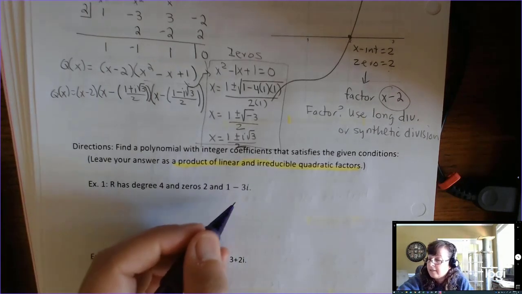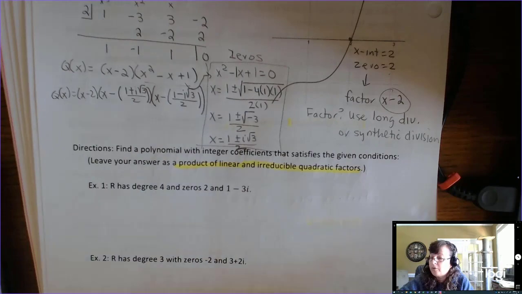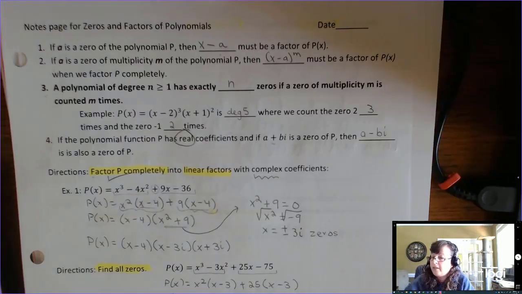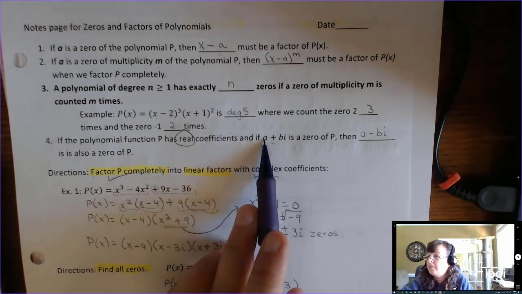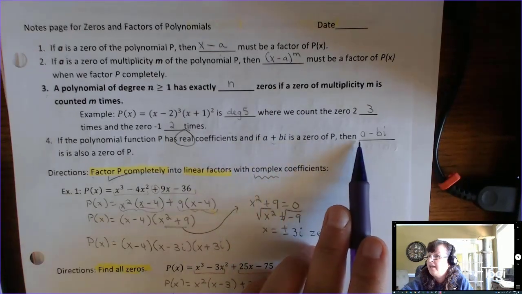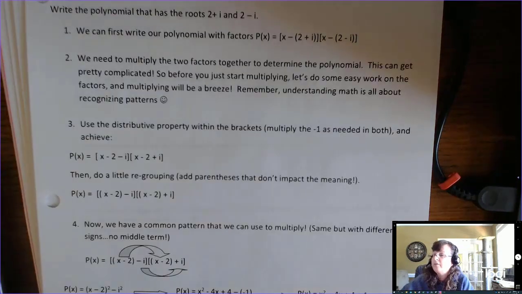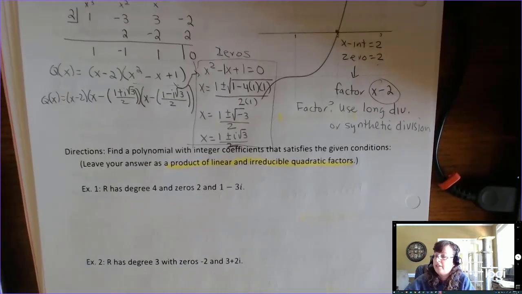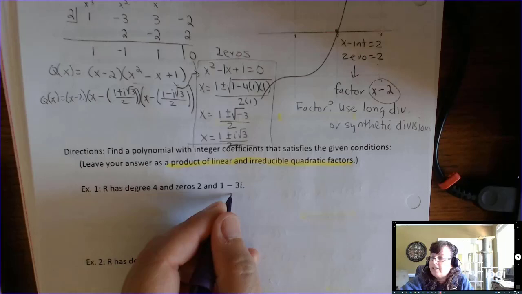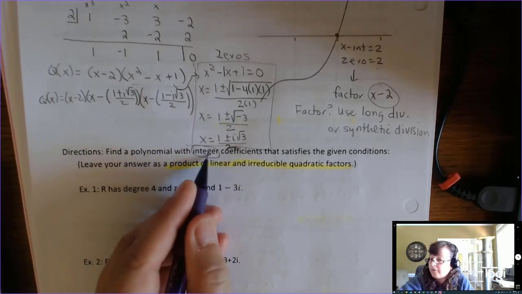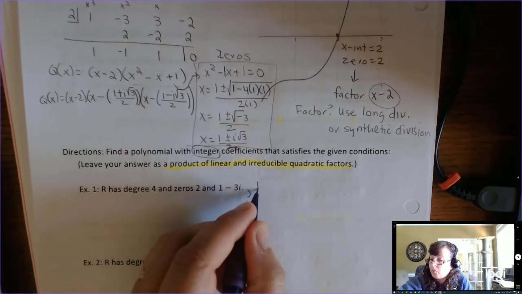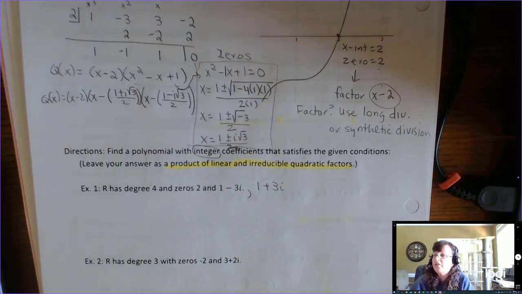Okay, and so first thing you want to remember is right here, number 4: if polynomial p has real coefficients and a plus bi is a zero of p, then a minus bi is also a zero of p. Don't forget the conjugate. So right away you can see 1 minus 3i is a zero, and we've got integer coefficients. Those are real coefficients. So that means that 1 plus 3i is a zero. Nobody's going to tell you to remember to do the conjugate on the test. You have to remember that.